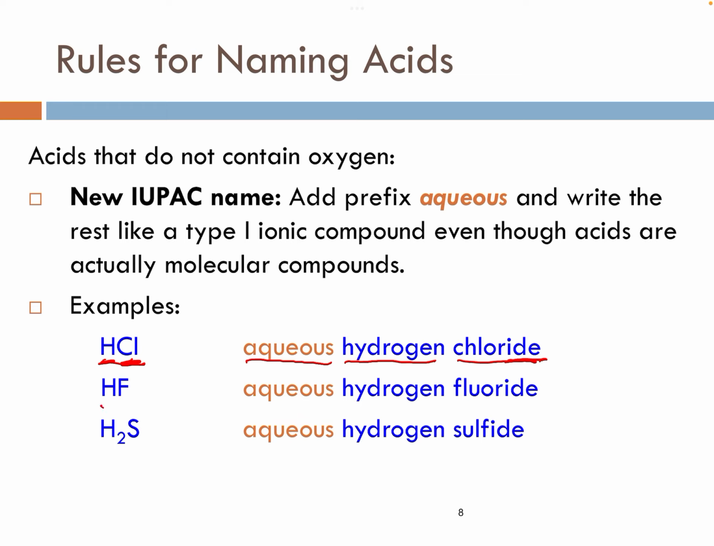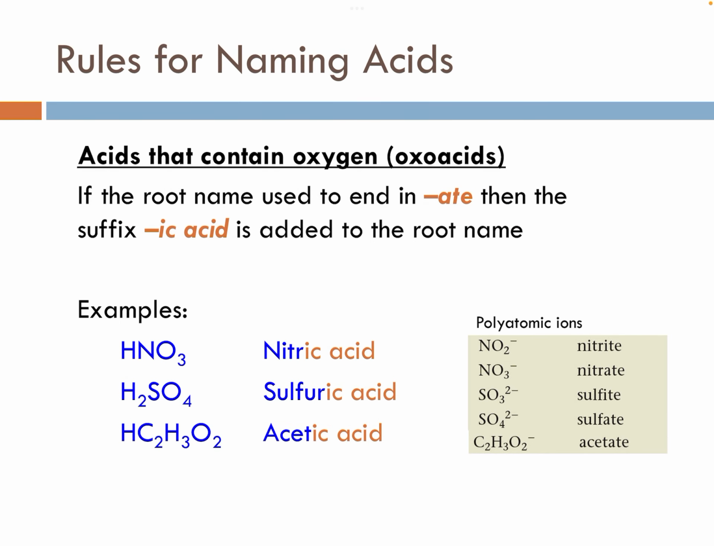Or here's HF. Well, that would be hydrogen bonded to fluorine. So we could say hydrogen fluoride, just change that ending. And then to tell everyone it's an acid, we stick aqueous out front. 2 hydrogens bonded to a sulfur, well, that would be hydrogen sulfide, note that new ending. And we'd stick aqueous out front to say this is an acid. All right, so that was acids that do not contain oxygen.